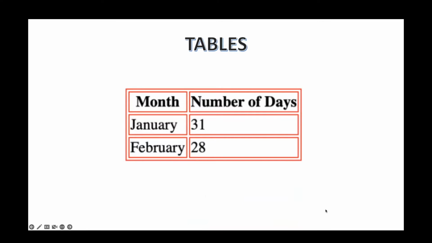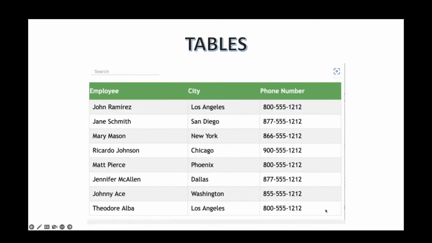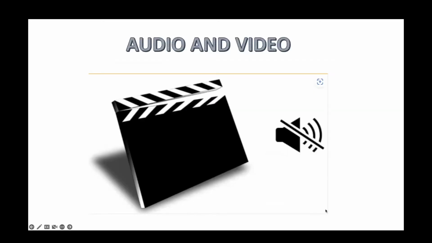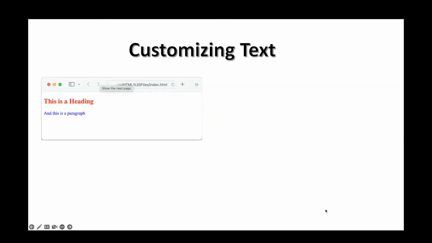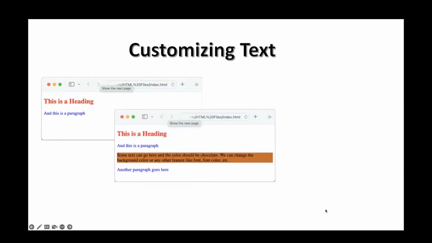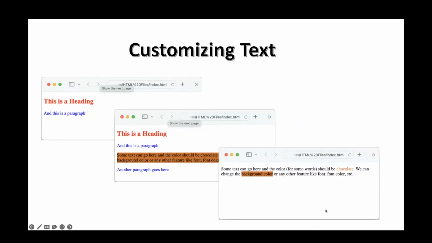Now, this is a regular table. You can notice that the lines are red. Normally, you cannot do that, but we're going to go from tables, how to change colors, all the way to fancy tables where you can search items from a table. We're going to have some audio and video examples, some links, and then we're going to be doing some customizing of text, from regular text, a little fancier text, and even more fancier text.